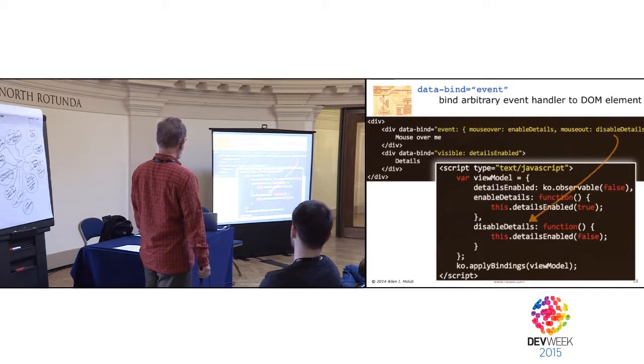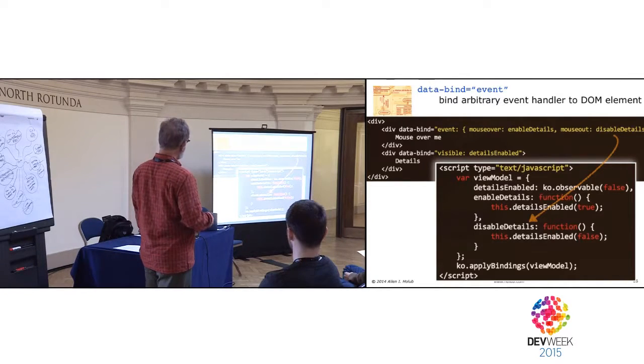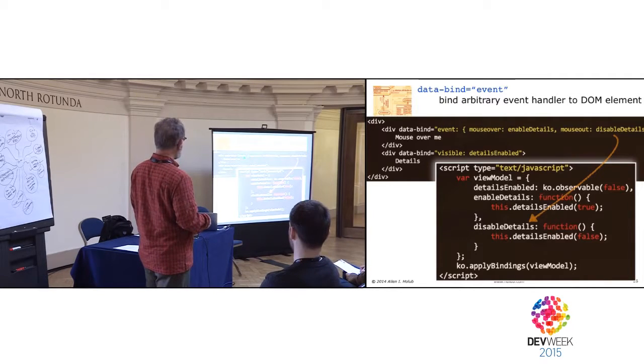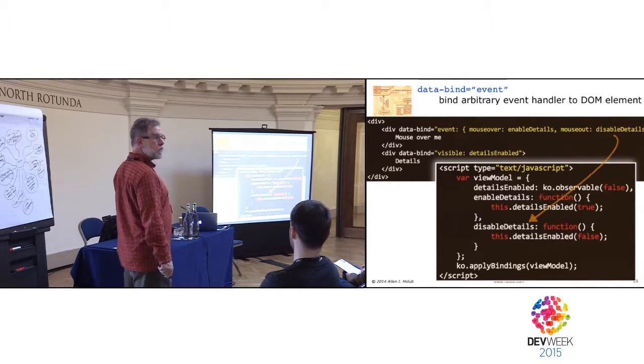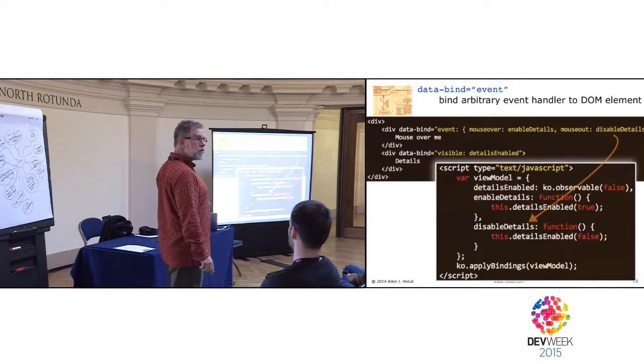And we can also do event-level data binding. Here what I'm doing is that I have a div, and I have a data bind at the event level. I'm binding the mouse over event to enable details and the mouse out event to disable details. And down here inside my view model, I'm providing the enable details and disable details methods that are going to be bound up here to the events on the div. So again, this is easy enough to do in JavaScript, but it's more convenient to do it this way. It's certainly cleaner syntactically.